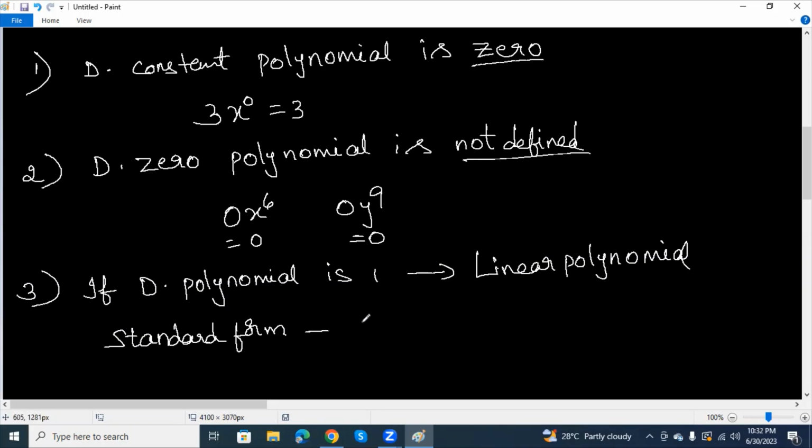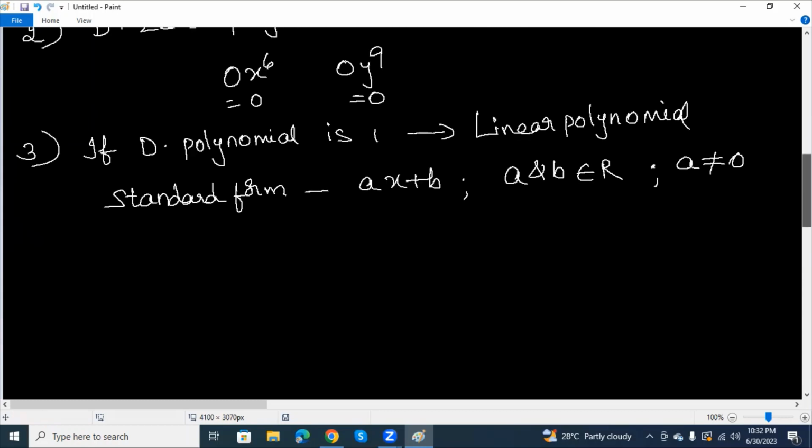The standard form of the linear polynomial is ax plus b. Here a and b belong to real numbers. They both are real numbers. And a should not be equal to 0. Why? Because if a becomes 0, 0 into something is 0, this term will vanish. Only b will be left. b is nothing but a constant. It will become a constant polynomial, not a linear polynomial. That is the reason a should not be equal to 0.